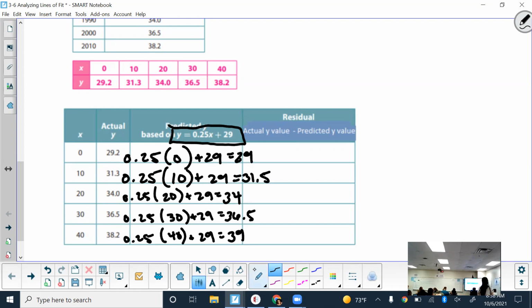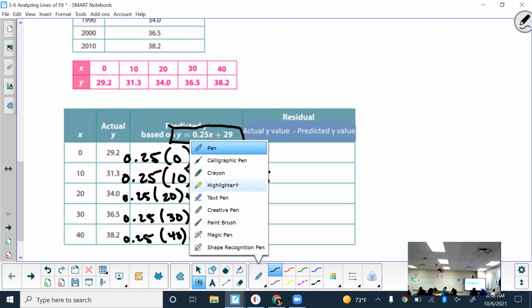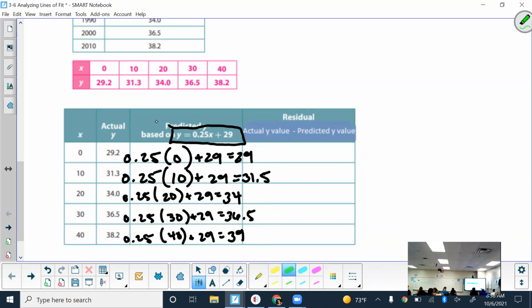All right, so again, these are our predicted Y values. So predicted Y, it's really just these numbers here. We showed you the work so that way you can make those connections, but it's really just these numbers that I'm highlighting in green. And then your actual is what they got when they did the survey. So I'll just highlight those in blue.